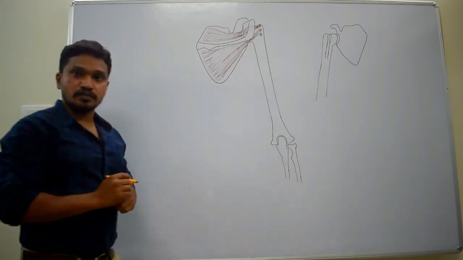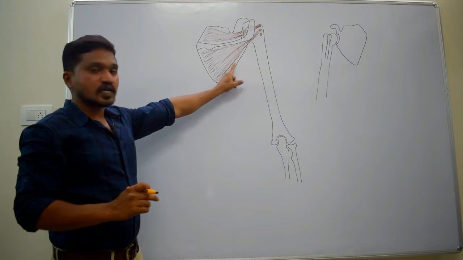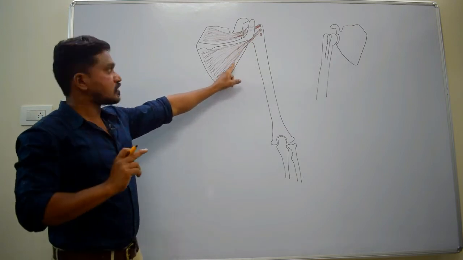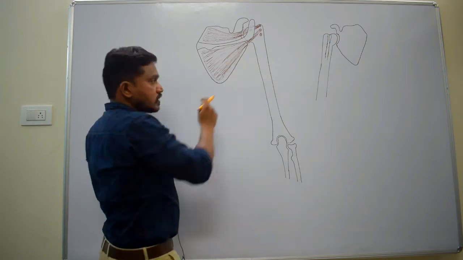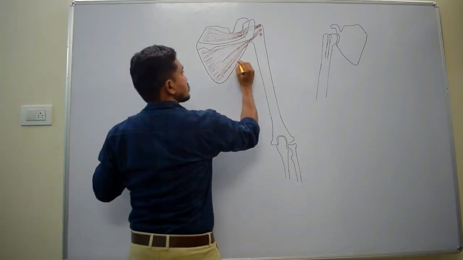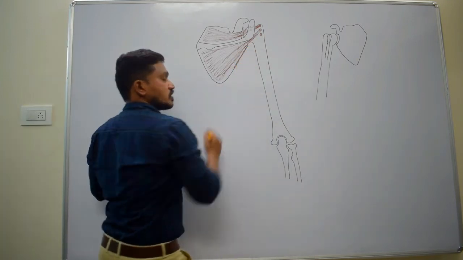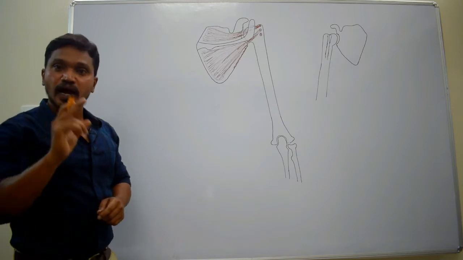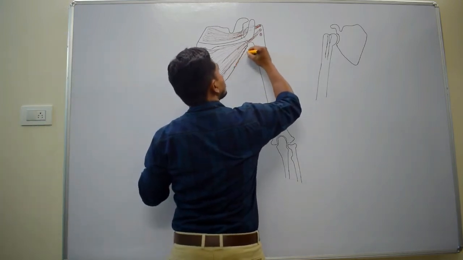Teres minor muscle taking origin from the upper 2/3 of dorsal aspect of lateral border of scapula. So upper 2/3 means what? From here to here. This is dorsal surface and lateral border. Dorsal surface of lateral border of scapula. Upper 2/3 of dorsal aspect of lateral border of scapula. So this is the origin of teres minor.